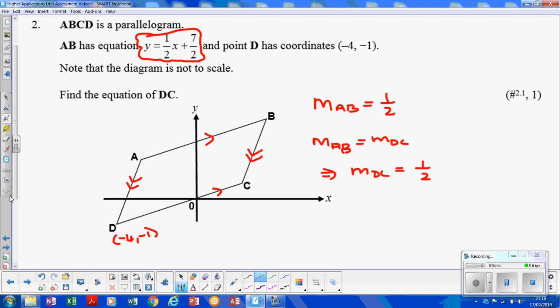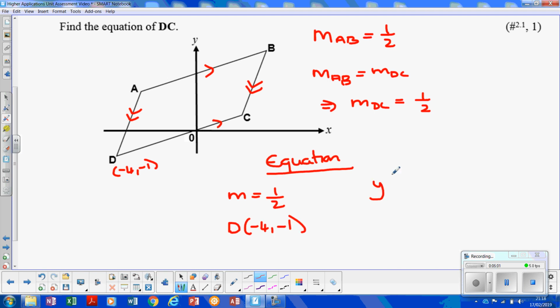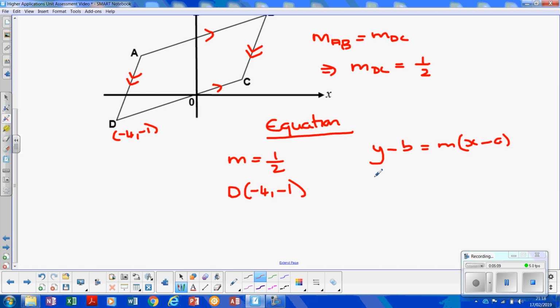Now I want the equation of DC, back to the same thing that I've done in the previous two questions. To get the equation I need a gradient and I need a point. So the gradient is equal to a half, and the point that I know on the line is point D with coordinates (-4, -1). So therefore y - b = m(x - a). Again, put those numbers into your equation. So y - b becomes y - -1, which is y + 1. That is equal to half times (x - a), which is x - -4, which is x + 4.